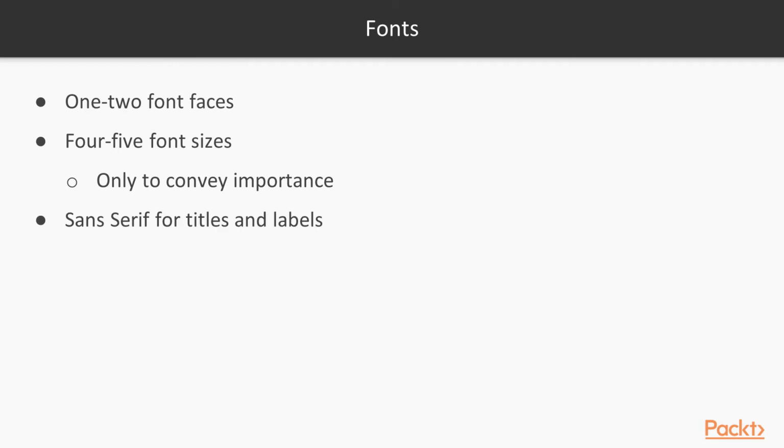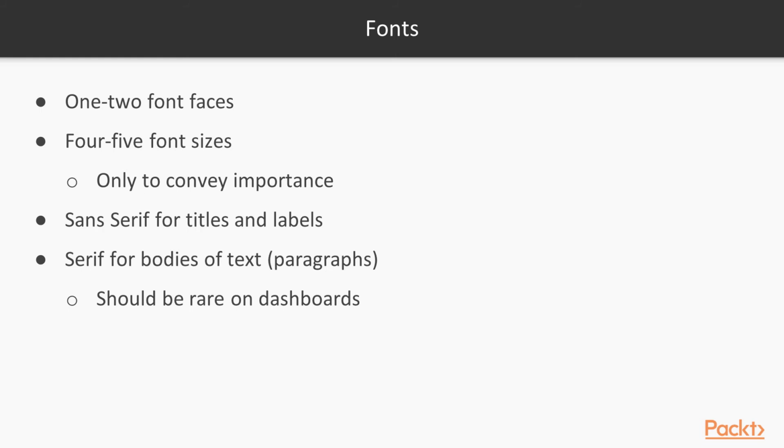In general with fonts, you should use a sans serif font for titles and labels, as they minimize ink. Serif fonts are actually easier to read for large bodies of prose, that is, paragraphs, because the serifs actually help you read words quickly, even if they're small. That's why books are usually printed in something like Times. However, paragraphs should be rare on dashboards, so a single sans serif font face, in at most 4 to 5 sizes, should cover most cases.